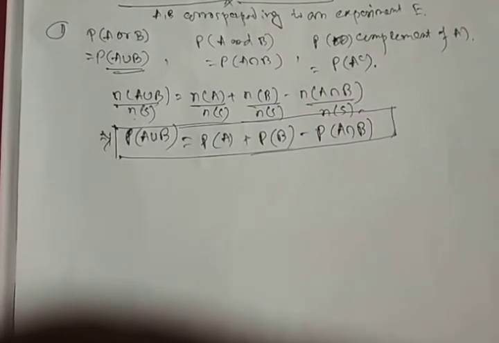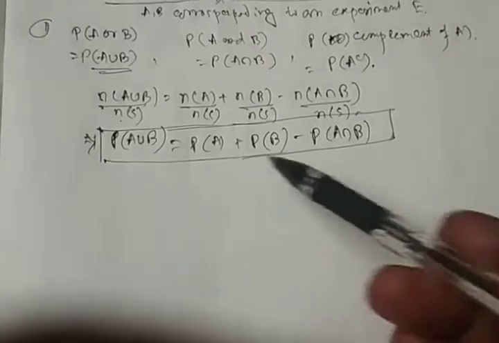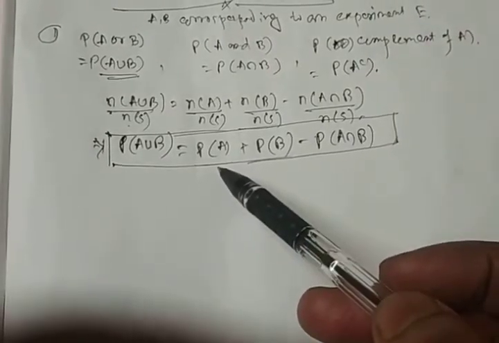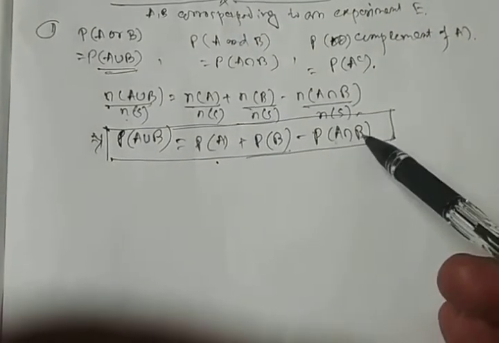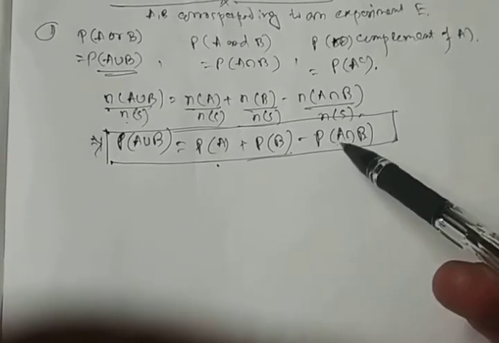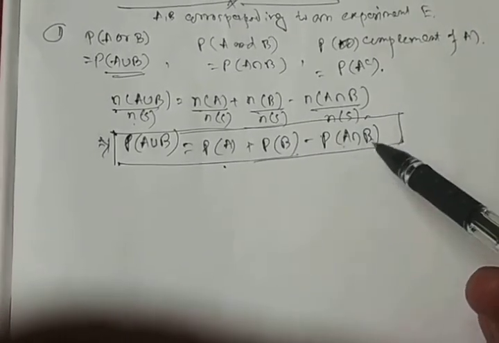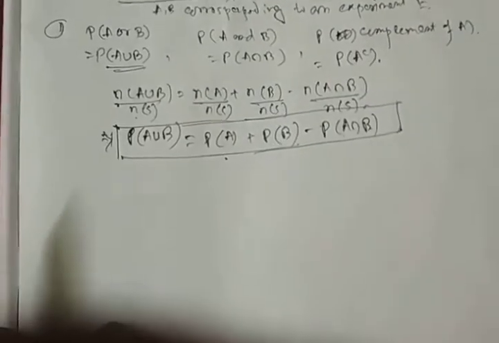To find the probability of A or B, we have to know the other probabilities, P of A separately, P of B separately, and P of A intersection B. That means the probability of getting A and B together.